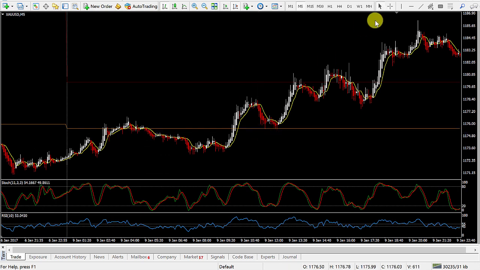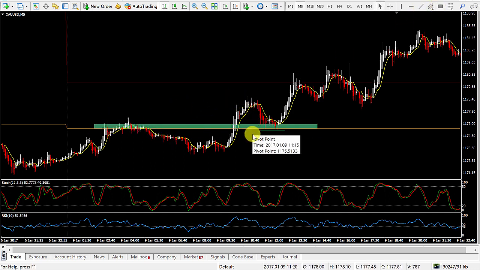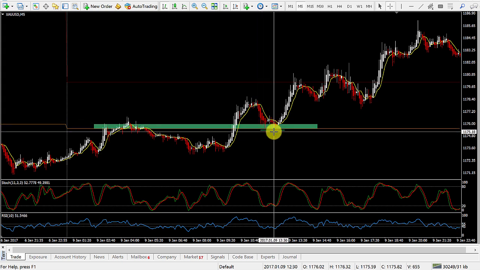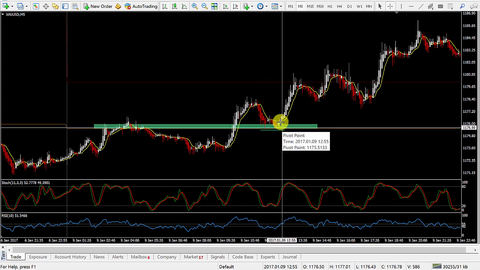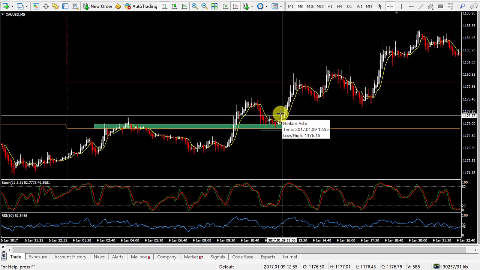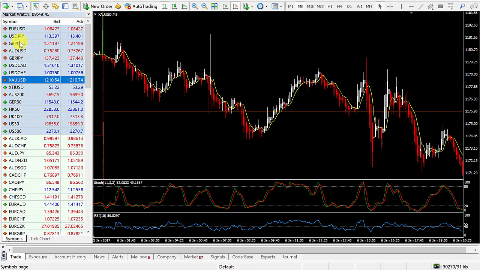Here we have a double bottom, came above this high here, then came down to the pivot, made a double bottom, and then our stochastic pointed up nicely, so this would be a really nice entry. Let's see whether we can find some on another pair.